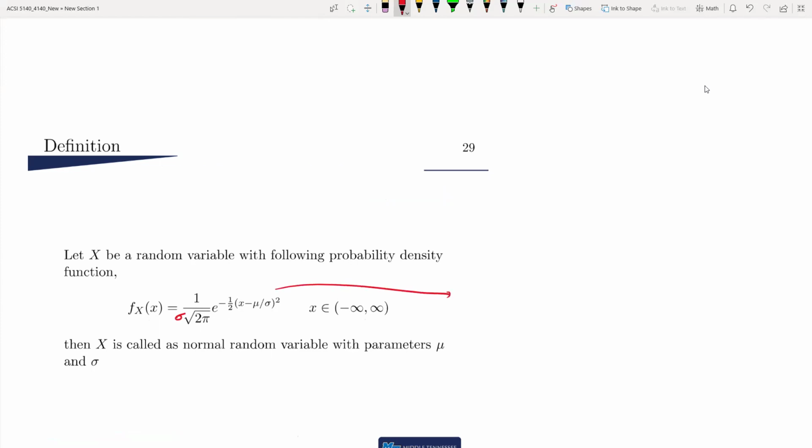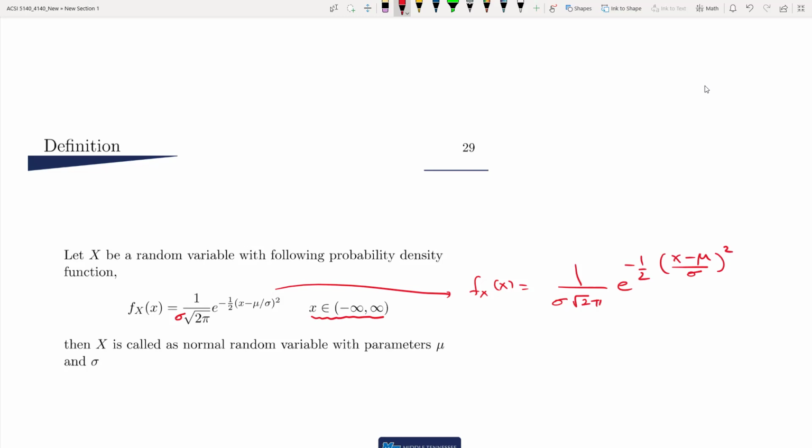So let me write this more clearly. Since there's a small typo there, it should be sigma times square root 2 pi, then e to the power negative 1/2 times (x minus mu over sigma) squared. One thing you can notice is that x is defined over all real numbers. For example, exponential is defined over all non-negative real numbers. In this case, it is defined over all real numbers. X is called a normal random variable with parameters mu and sigma.